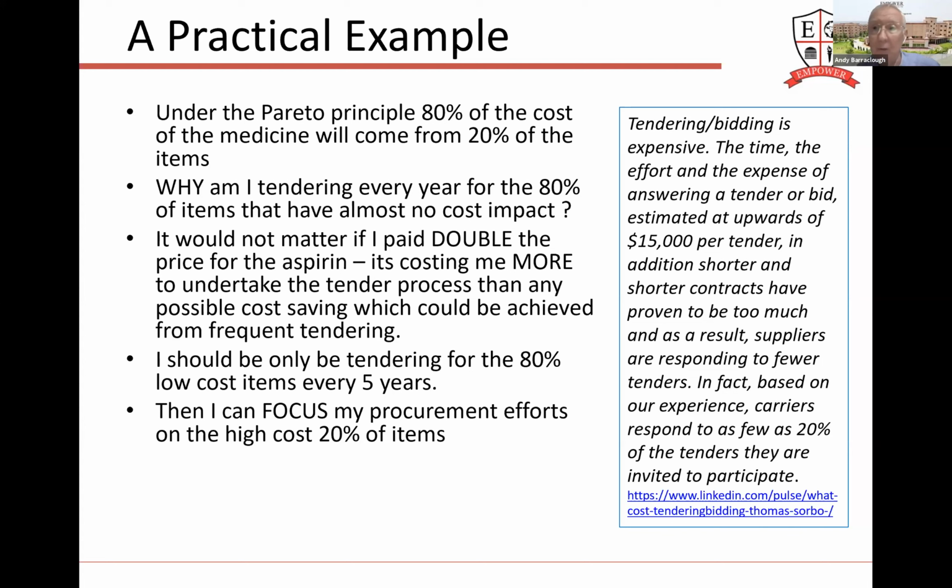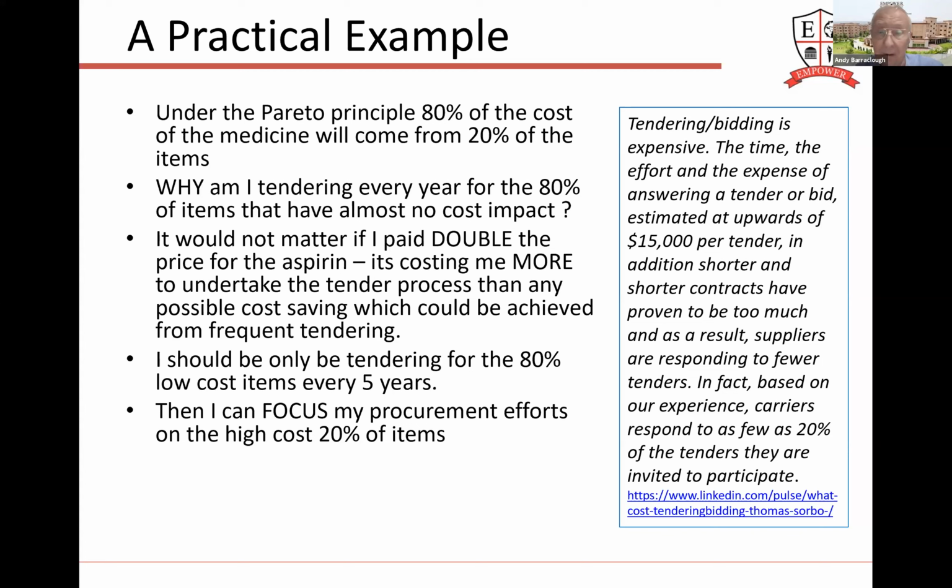I've got to employ all this staff to do the tender documents. I've got to have a tender committee. I've got to have analysis. I've got to have the contract award. I've got to put all these things in place. So why am I doing this for the 80%, which is only 20% of the cost? Why am I doing a tender every year? I should only be doing a tender once every 3 or 5 years because it's low cost. The tendering, the competition, is not going to make much cost impact.